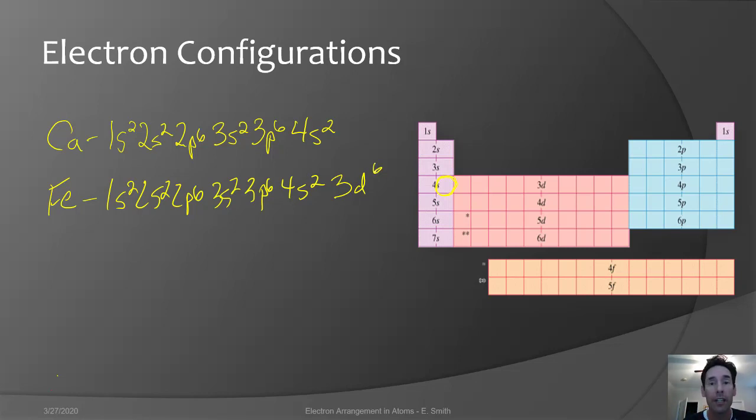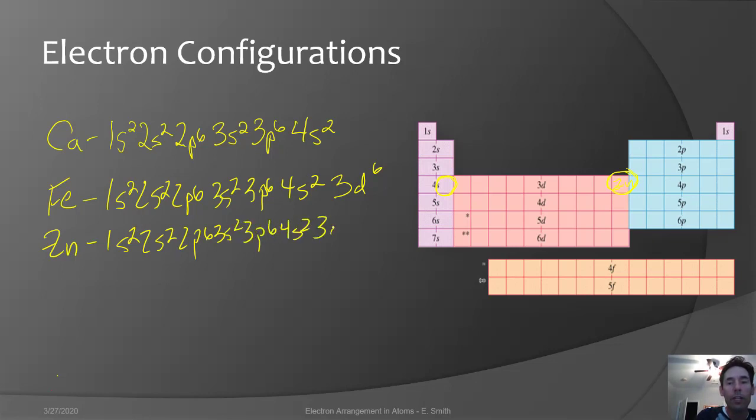Okay, 3d6. All right. Now, let's say, for example, we want to write for zinc. Zinc is right here. Okay, zinc. So 1s2, 2s2, 2p6, 3s2, 3p6, 4s2, 3d10. 10 is the maximum number for the d sublevel. It has a total of 5 orbitals. 5 times 2 is 10.